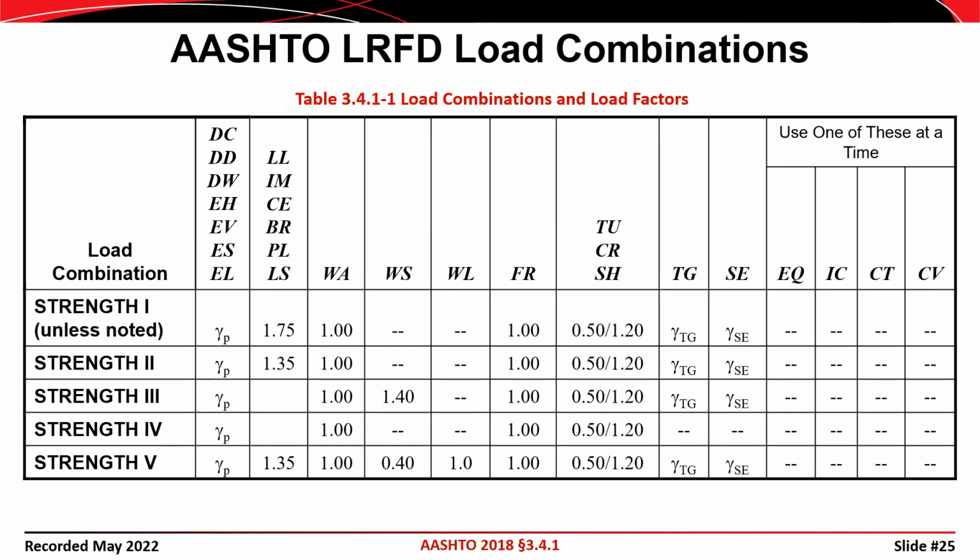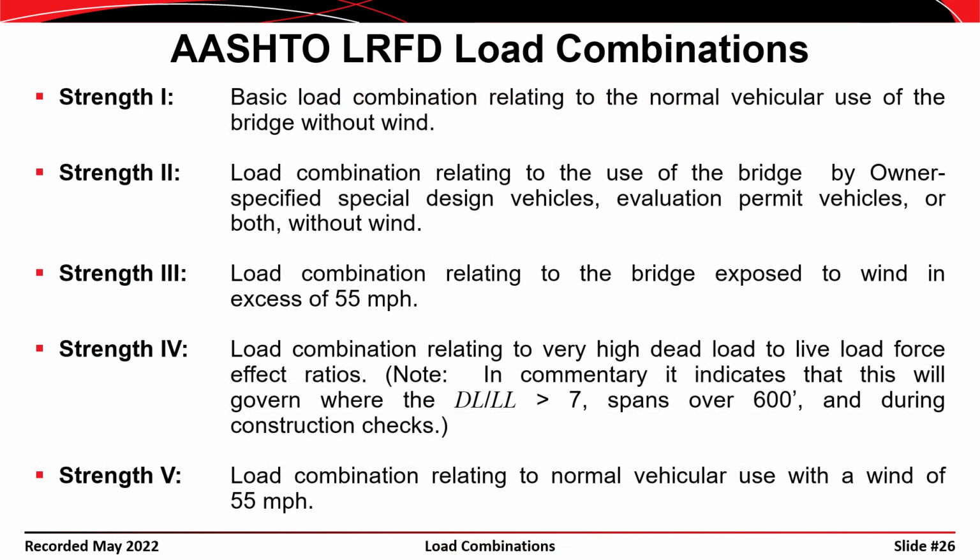I'll come back and talk about what each one of these addresses. So the strength 1 load combination is a basic load combination relating to the normal vehicular use of the bridge without wind. Load combination 2 is for owner specified vehicles. So if you're going to do a load rating or an evaluation of the structure under a permit vehicle, you would use load combination number 2.